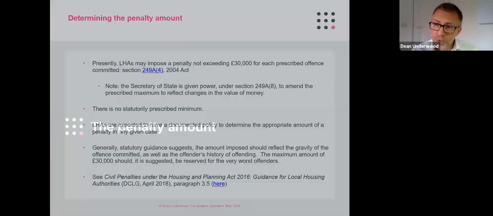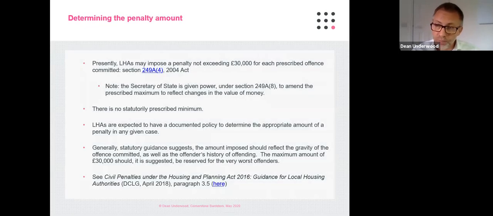Now, before we move on to the right of appeal, time frame for that and process and procedure, how does the local authority go about determining the amount of the penalty? Well, this has been a much litigated issue in recent times. Let's start at the very beginning.